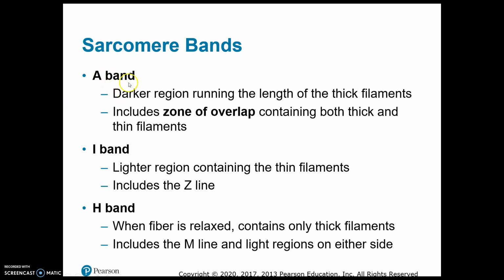And the A bands are the dark bands, the I bands are the light bands, because they only contain the thin filaments or actin. The I band also includes the Z line, and I'll show you a little bit on the picture in a minute. But the word light has an I in it. That's how you can remember the I bands are light, and dark has an A, so that's how you can remember the A bands are dark. And the H band is composed of only thick filaments when the fiber is relaxed, and it does include the M line.